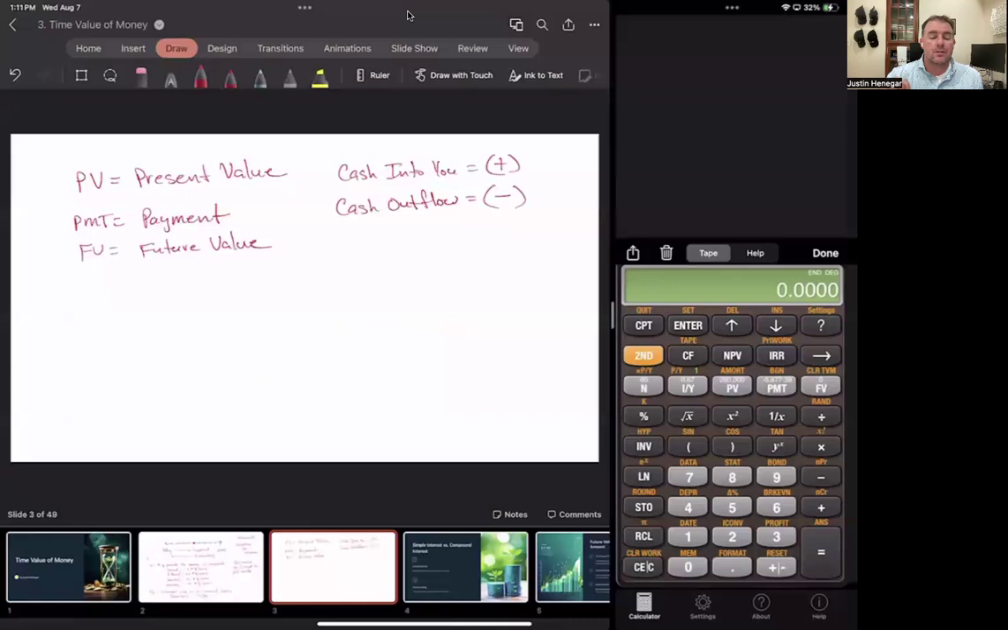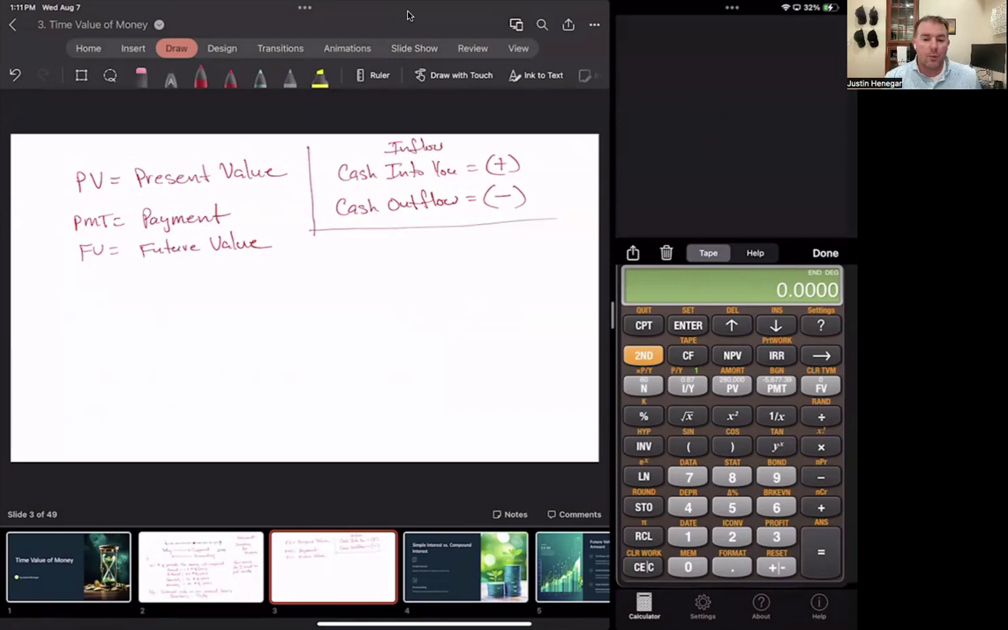Let's suppose you're trying to figure out something and it requires a cash flow into you. You want to know how much you're going to receive in retirement. Well, the money would be coming into your pocket from that investment, and therefore it would be a cash inflow. So we need to make sure we understand these concepts.